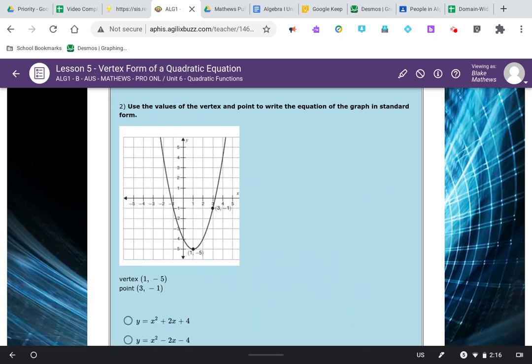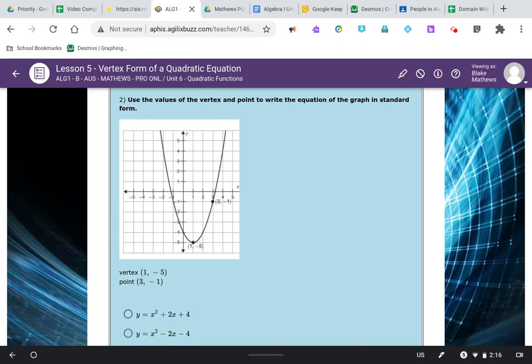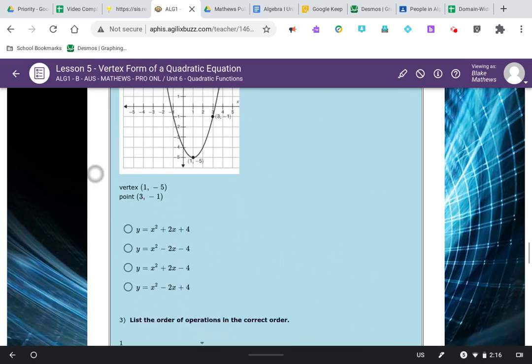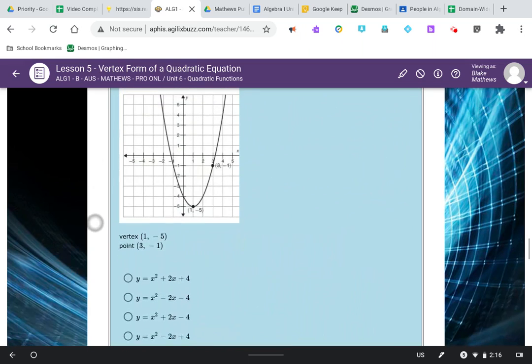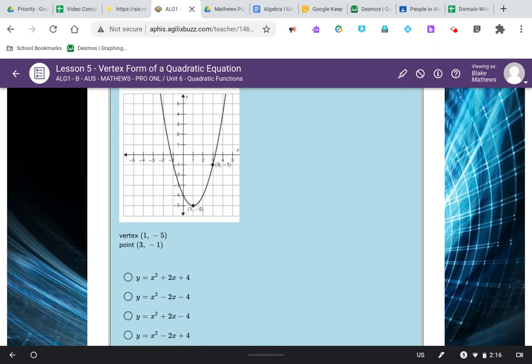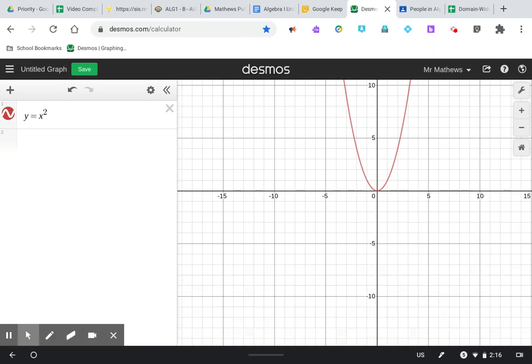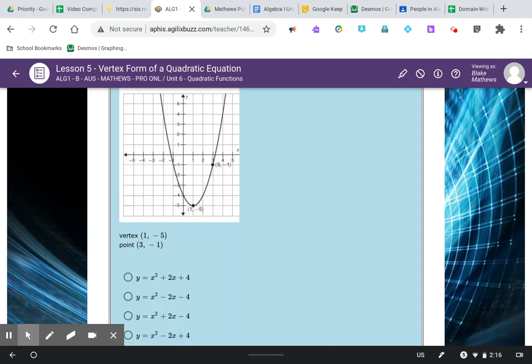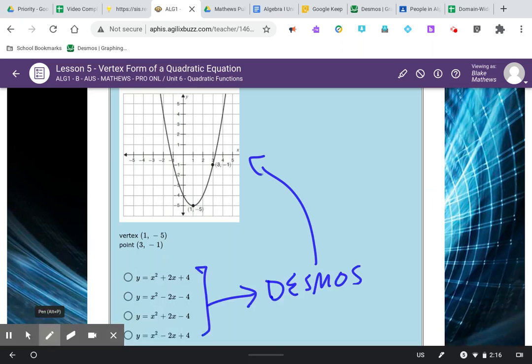Starting in number 2, use the values of the vertex and point to write the equation of the graph in standard form. So we're actually going to take a slightly different approach on this one. I'm going to jump over to Desmos, and we're going to start by looking at these answer choices down here. We're going to put these in Desmos, and then we're going to see which one matches the graph up here. So let's do that. We'll just start with the first one.